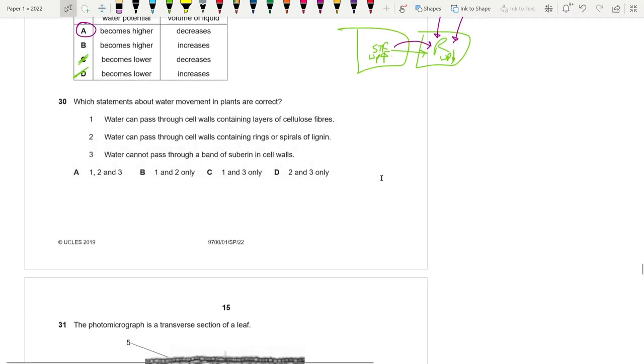Water can pass through cell walls containing layers of cellulose fibers. That is 100% true. The apoplast pathway, right? Water can pass through cell walls containing rings or spirals of lignin. That is also true. Water can pass through suberin. That's 100% right. Okay, because remember the Casparian strip, the apoplast pathway is blocked, but water can pass through spirals of lignin in xylem, some xylem vessels. Okay, so all three are correct here.